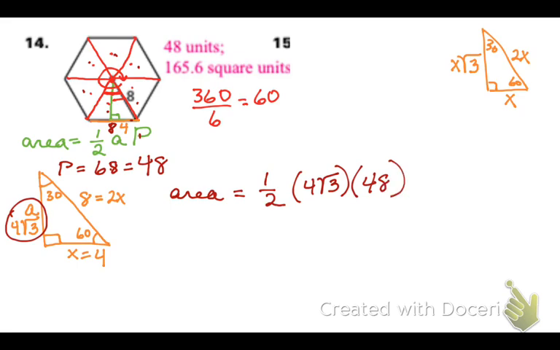So now it's just a matter of math. Long story short, you can just pop this into your calculator, and I come up with 166.28, and that's fine. So that's how you do that one.